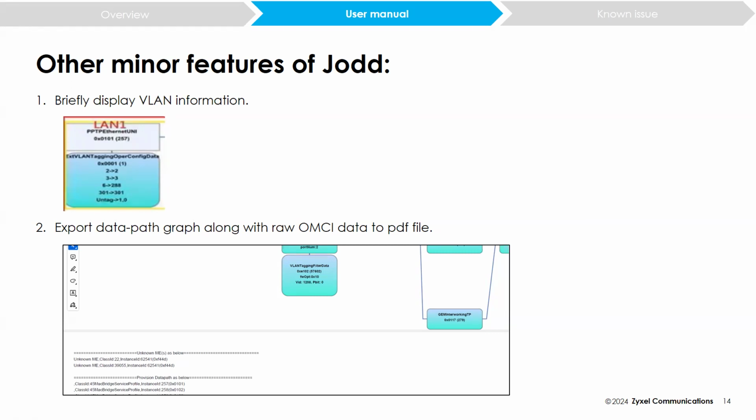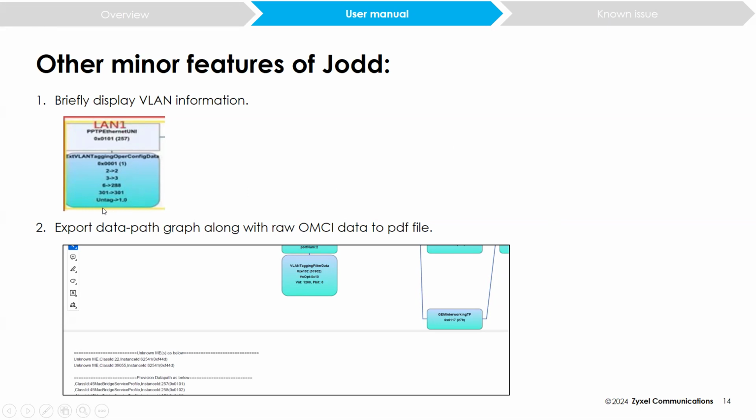Okay, and these two are the minor features of our JODD tool. The first one is that the tool can help us briefly display the VLAN information. For example, although the text is not clear actually, we can see here is a 2 to 2, which means the traffic entering the ONT's UNI port has to be VLAN tag 2, and the traffic forwarded to the uplink devices has to be VLAN 2 as well.